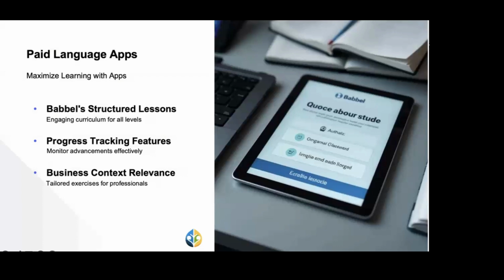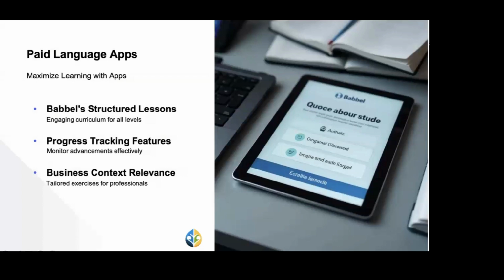They also have progress tracking features, which are also critical. One of Babbel's standout features is its personalized progress tracking. Users can see their advancements over time, allowing them to identify strengths and areas needing improvement. This feature is particularly beneficial for professionals who need to manage their time efficiently.